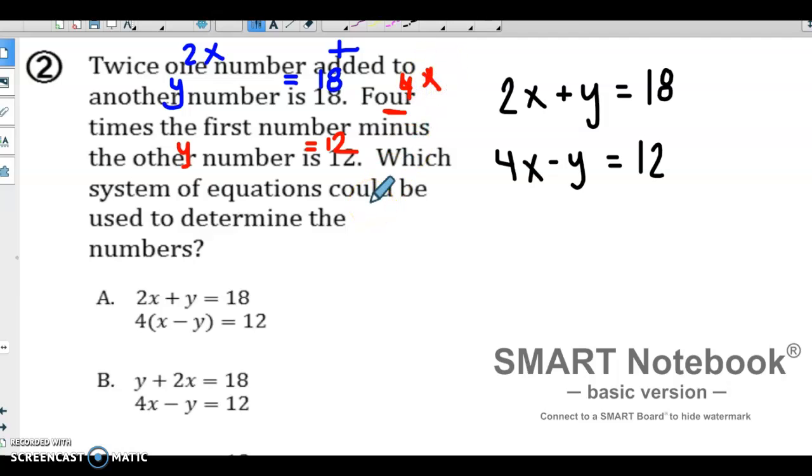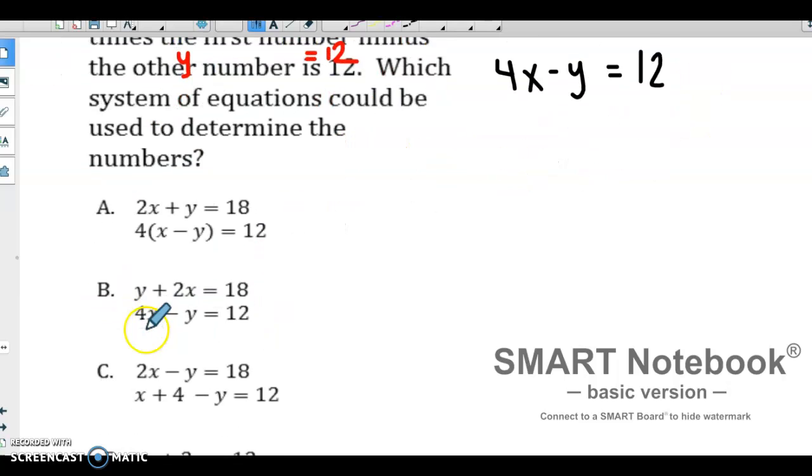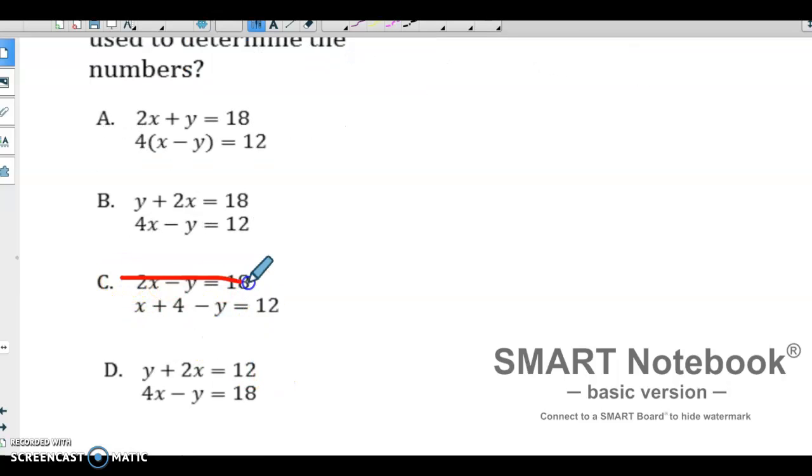Now we just need to decide which system of equations below could be used to determine the numbers. Alright, so 2x plus y equals 18. That needs to be in there. So here, it could be A. It could be B. C is out because they subtracted the y. And then D is also out because y plus 2x, that part is right, but it's supposed to equal 18, not 12. So C and D are out.